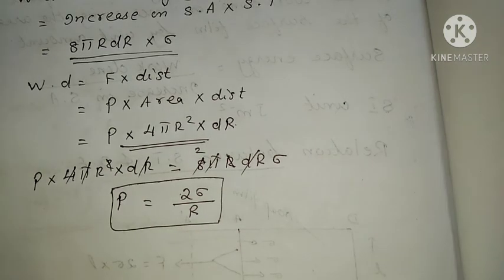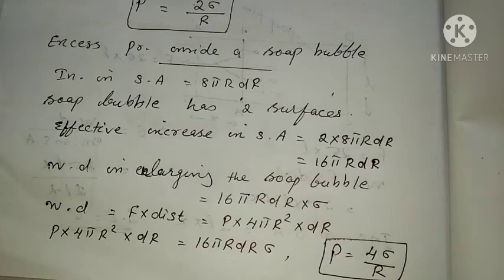So this pressure is calculated using the work done. First we calculate the work done in terms of the surface tension and the work done in terms of the pressure. Due to that work done, the size of the liquid drop increases. So that is due to the excess pressure, and that excess pressure is P equal to 2 sigma by R.